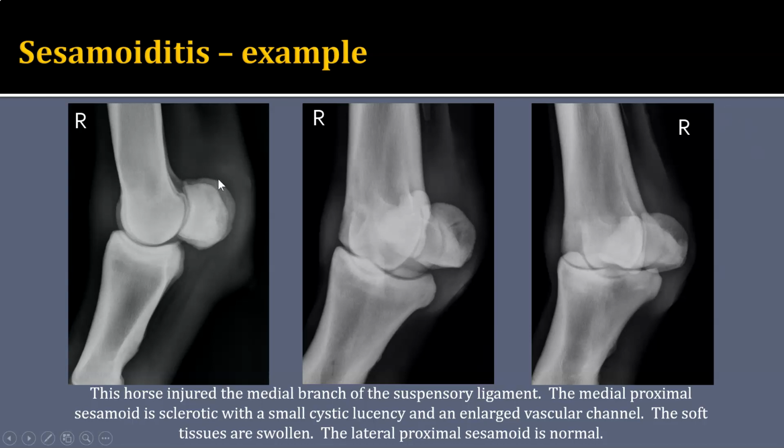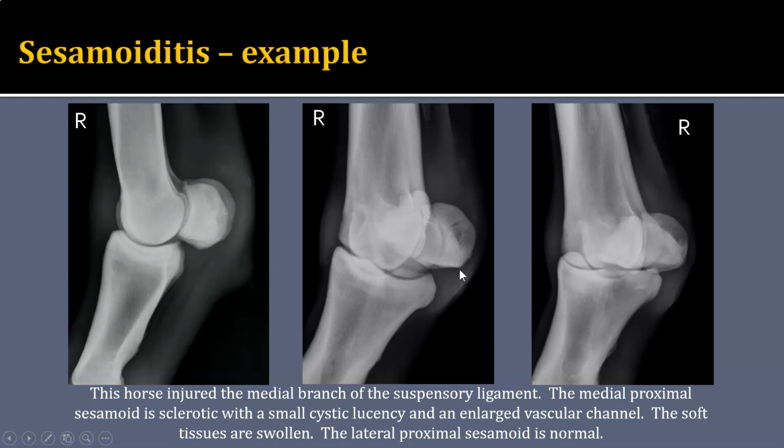On the lateral view, mainly I just see some soft tissue swelling, kind of distorting the normal fascial planes. On the view here, we are looking at the medial proximal sesamoid. This is the one that is mildly abnormal compared to this normal lateral proximal sesamoid. So this one has very thin vascular channels and a pretty smooth abaxial margin.